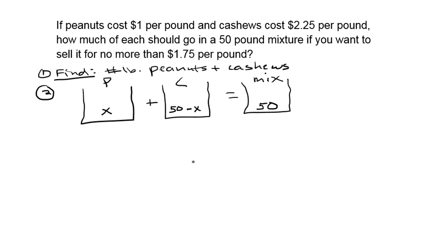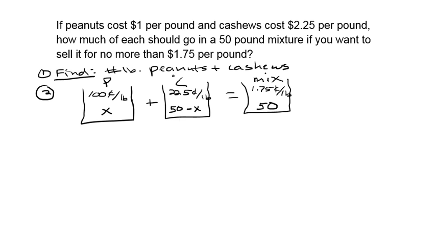Okay, now in the middle of the bucket I'm going to put my unit price. So for peanuts they are $1 per pound, cashews are $2.25. And here's another hint. Instead of writing it in dollars, because then you have decimal points, let's write this in cents. So $1 per pound is going to be 100 cents per pound. For the cashews it's going to be 225 cents per pound. And I want my mix to be no more than $1.75 per pound.